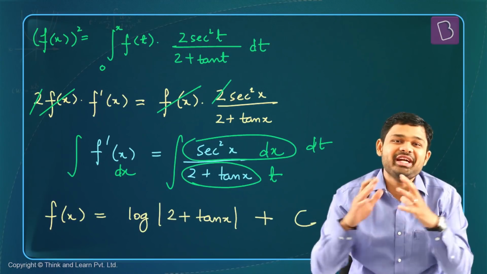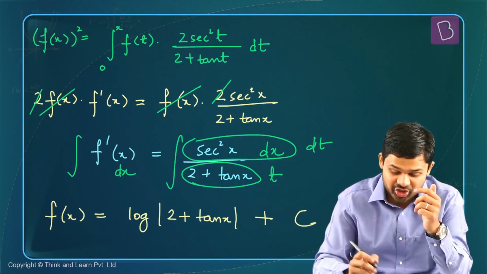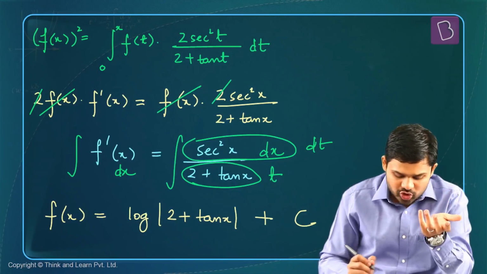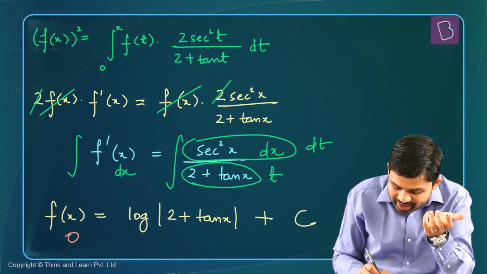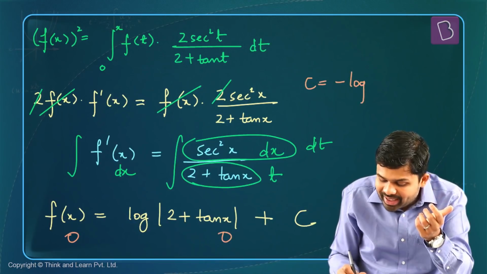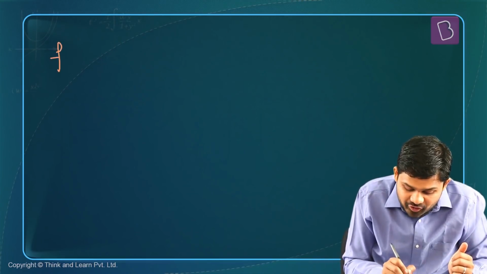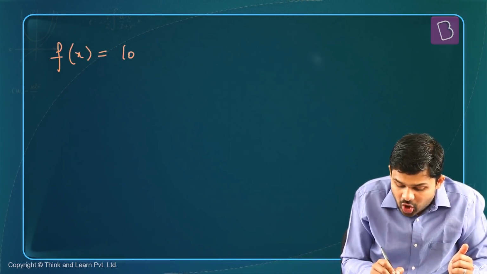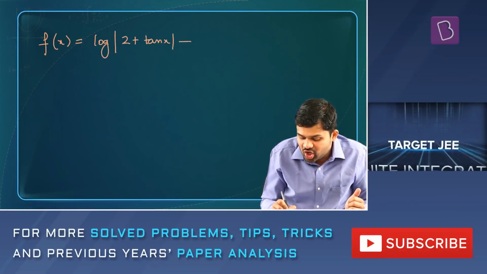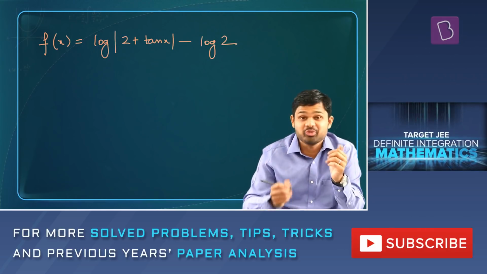So we started with a definite integration question, but then we converted it into an indefinite integral, and we have that constant of integration. We've been told that f of 0 is actually equal to 0. So if you put x as 0 and f of x as 0, then you get the value of c to be equal to minus log of 2. So the value of my f of x is nothing but log of mod 2 plus tan x minus log of 2. So this is the value of f of x, and from here on the question is very straightforward.